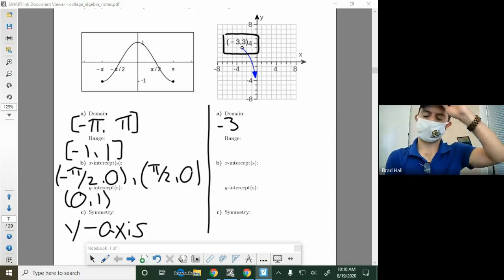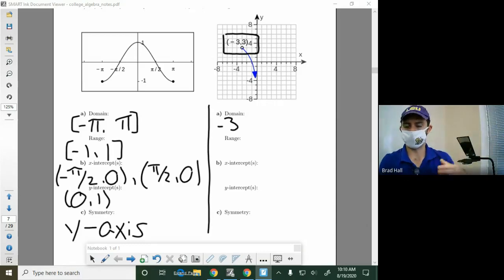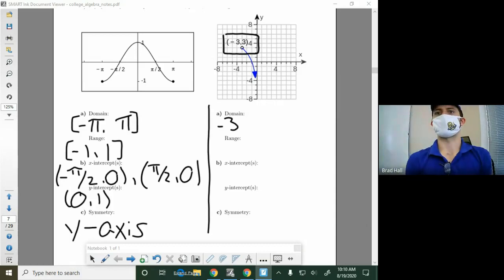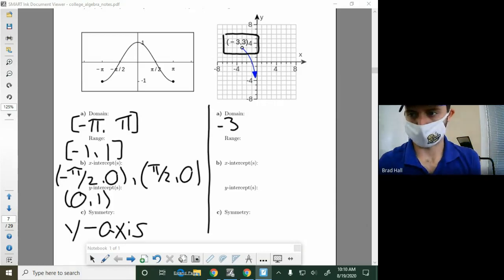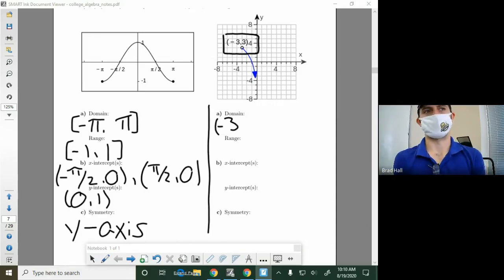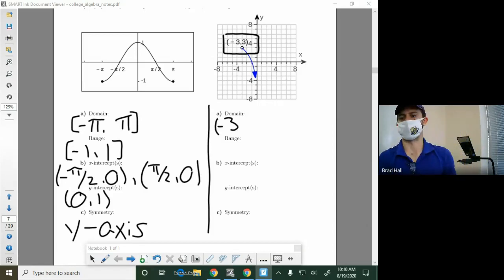We ask ourselves, because we're using interval notation, do we use a bracket or parenthesis? We're going to use a parenthesis in this problem, because there's an open circle there. And as I mentioned before, an open circle means exclusion. You exclude it. You don't include it.